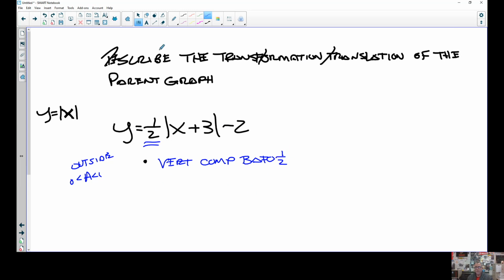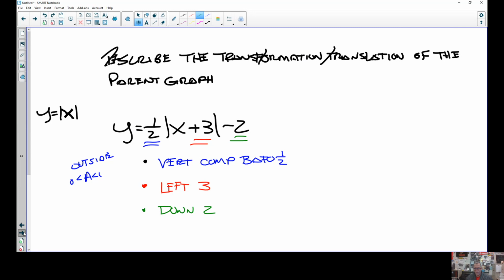All right, so that's the first transformation in that case. Now we look at the plus 3. Well, the plus tells us what? Plus means it's going to the left. And it's moving 3. Because it was outside, we don't worry about the a affecting this. Then, last, we've got the minus 2. Minus 2 tells me it's going down 2. And we have that set. All right, that's the transformation translations to that graph, to the parent graph.